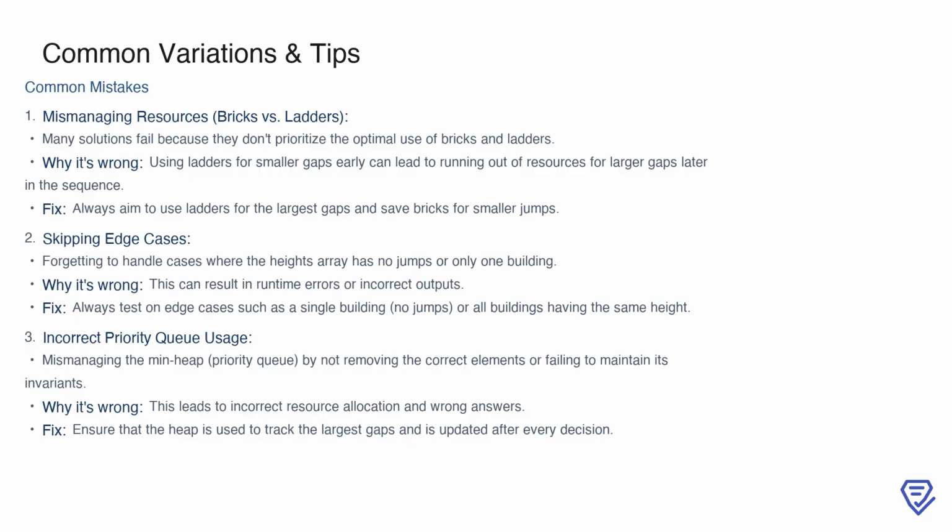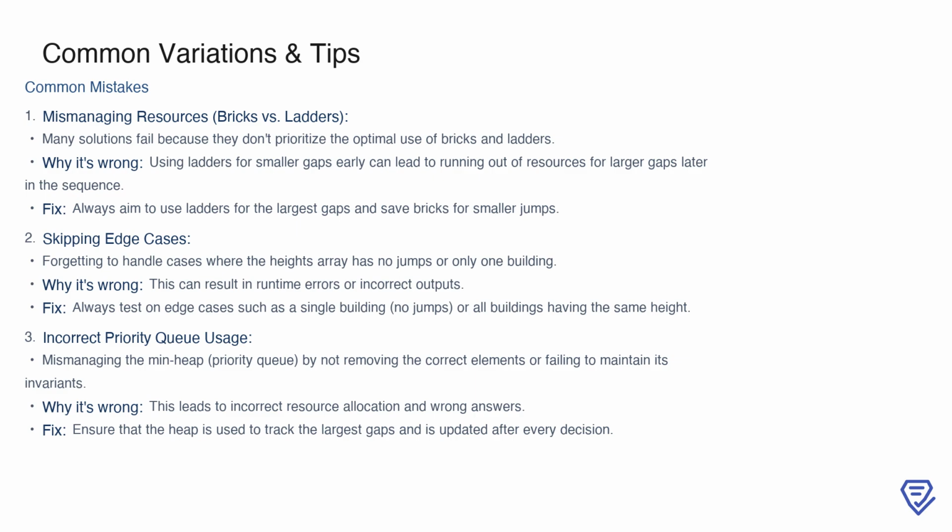Another mistake involves skipping edge cases. For example, if the heights array has no jumps or consists of just one building, your code might encounter runtime errors or produce incorrect results. Always ensure you test these scenarios, such as a single building or buildings with identical heights.